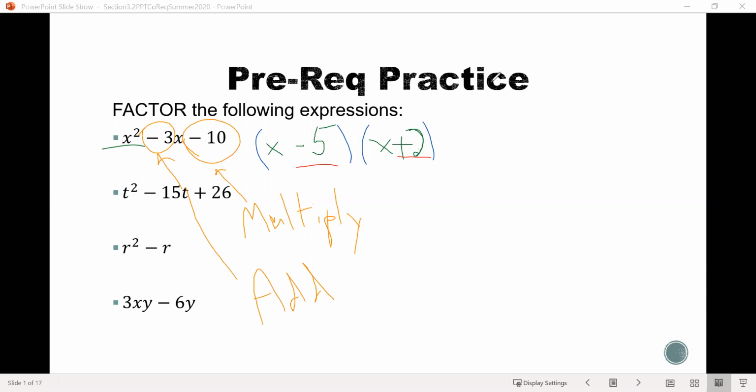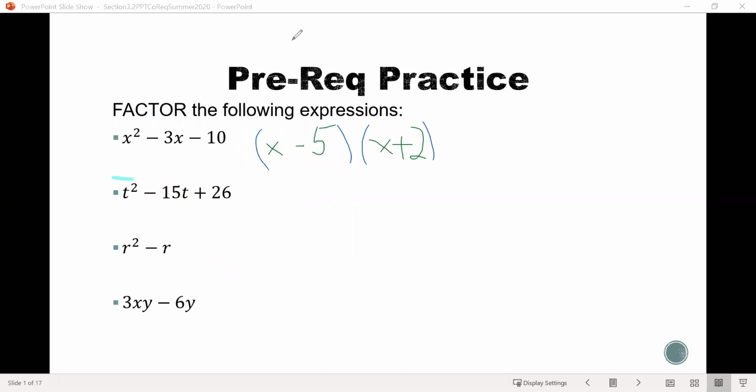Okay. So notice, if we stop to check our work here, negative 5 times positive 2 is a negative 10. And negative 5 plus 2 is a negative 3. And so therefore we know that this first expression here, the x squared minus 3x minus 10, can be factored to x minus 5 times x plus 2.